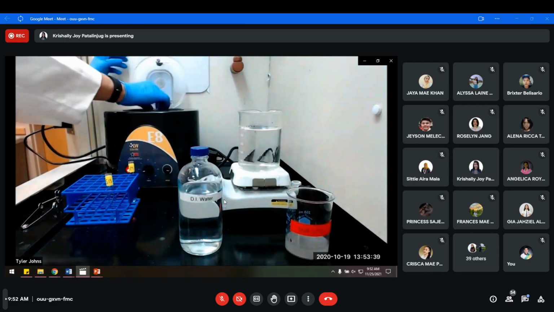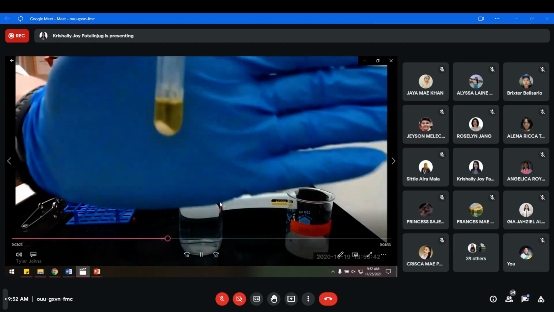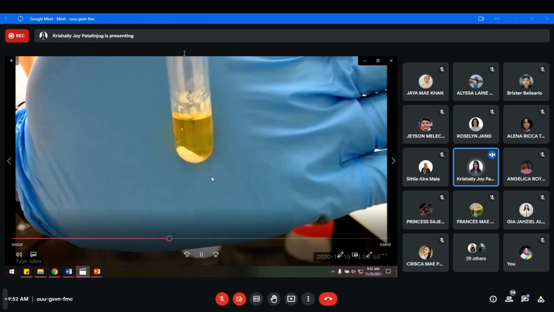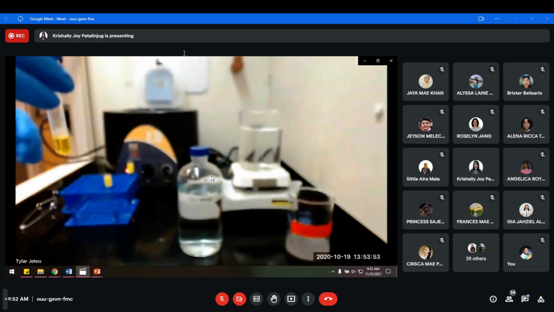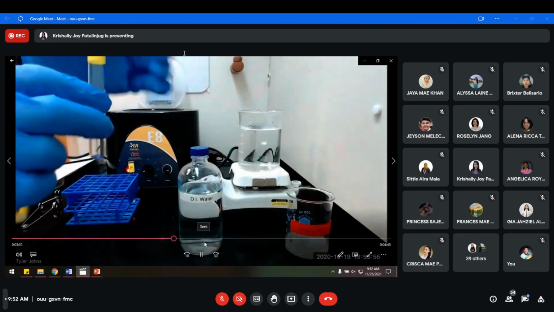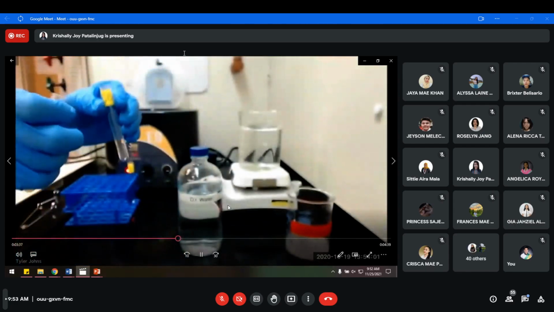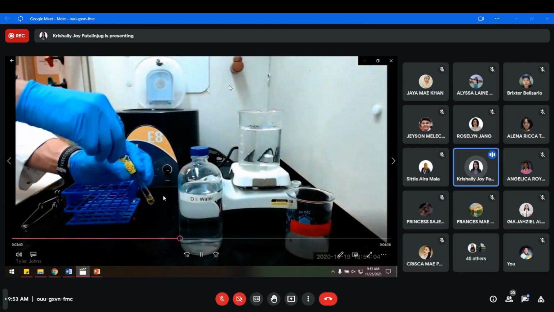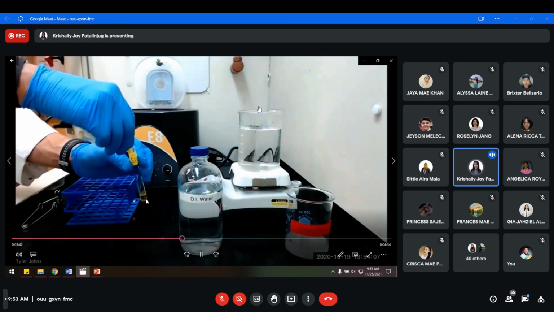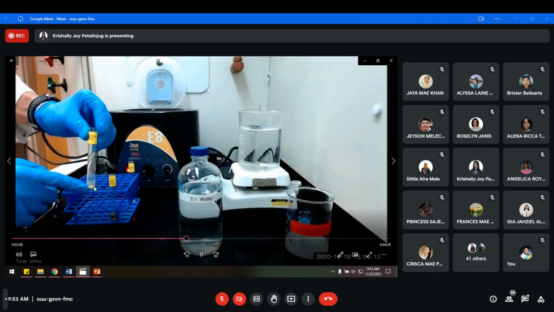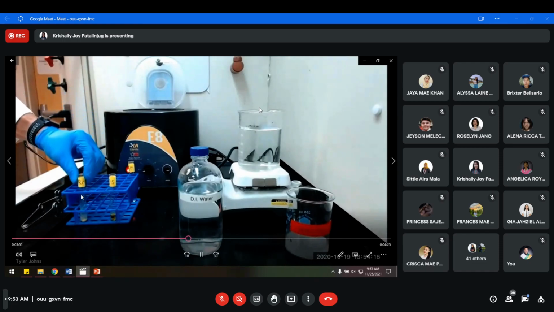This is what our mixture looks like after centrifugation. Observe that yellow precipitate. Again, that is already the barium chromate, the yellow precipitate. We will decant the solution into a new test tube labeled S15 and save the solution for the analysis of calcium ion. In that filtrate is the calcium ion, which will be confirmed later. We will relabel our precipitate of barium chromate as R15.